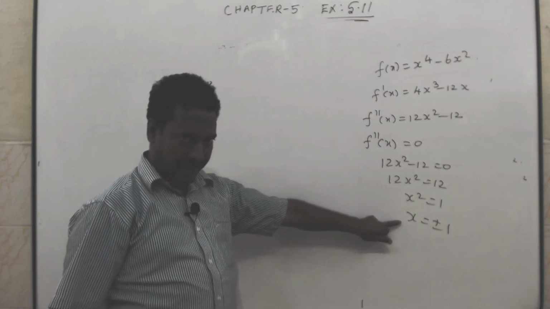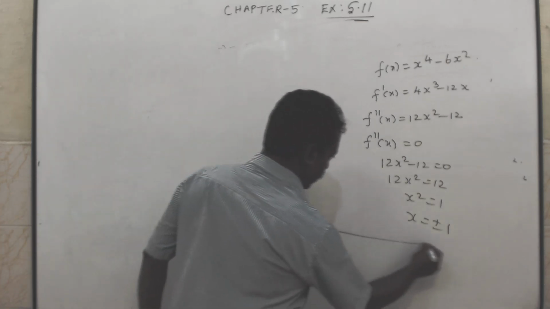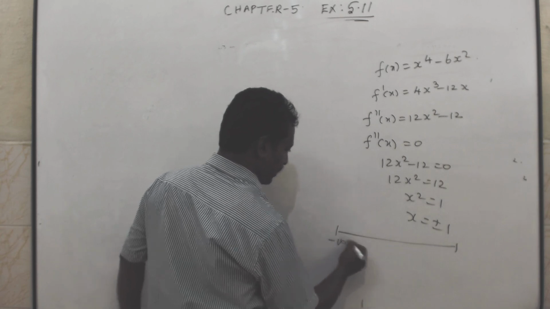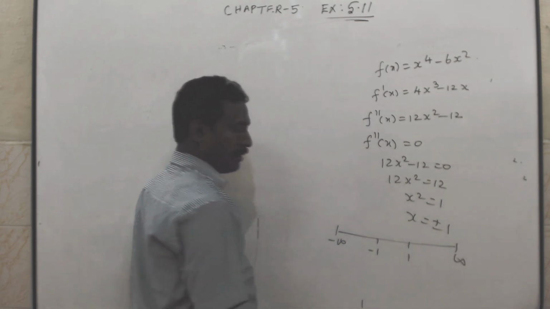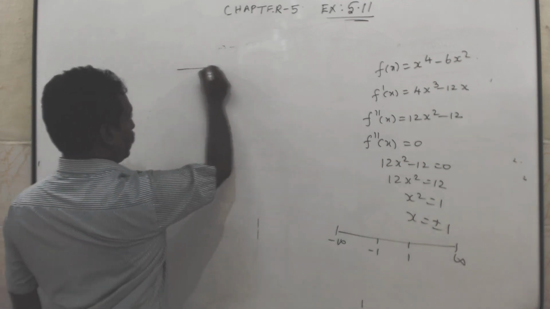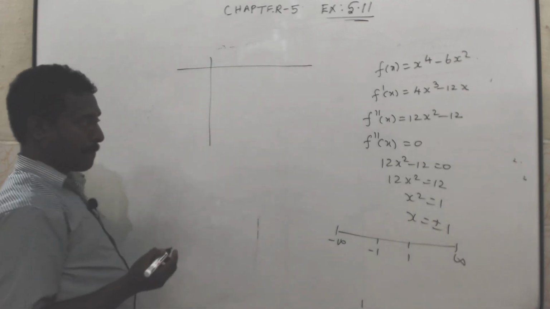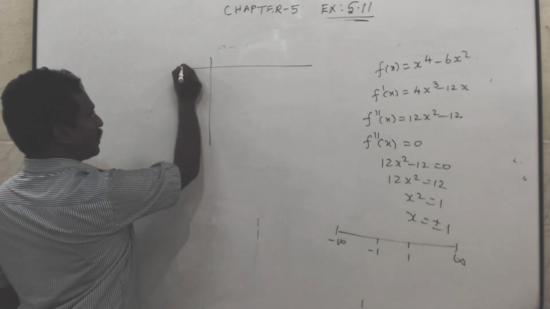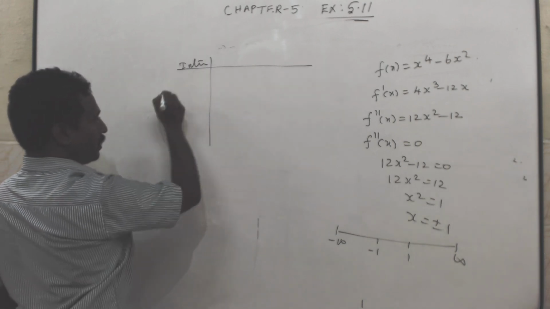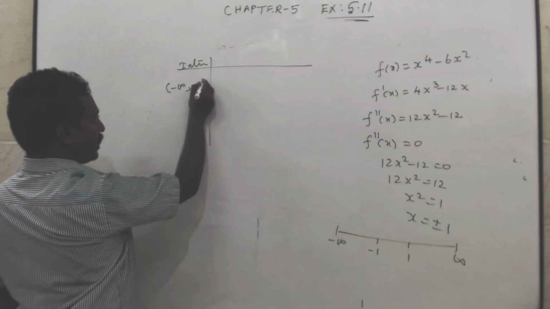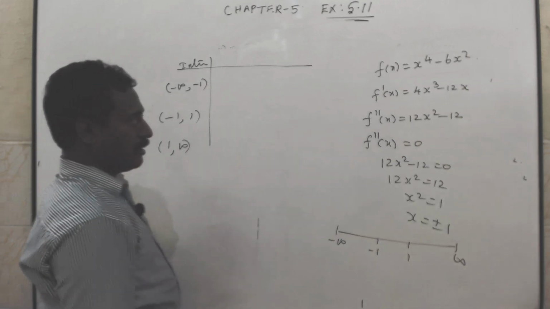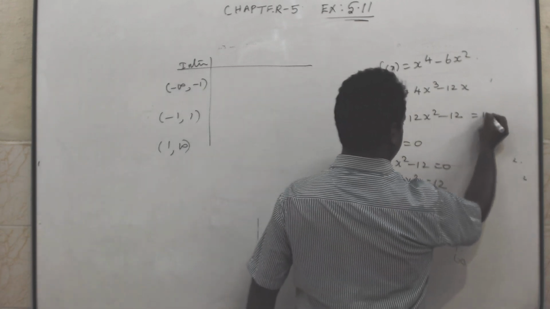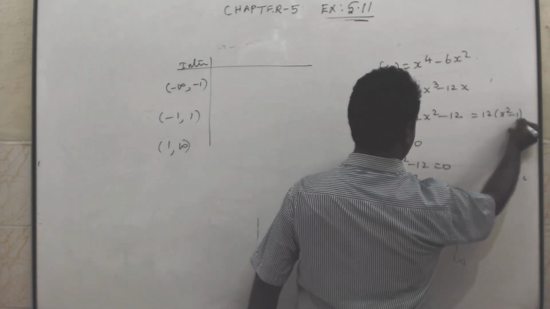So after finding x, draw the number line, minus infinity to plus infinity. Plot the points minus 1 and plus 1. Then you make the table. What is the table? Interval: minus infinity comma minus 1, minus 1 comma 1, 1 comma infinity. Here 12 is common, that is x square minus 1.